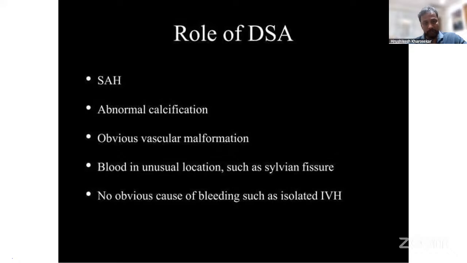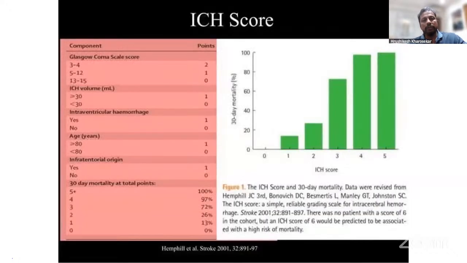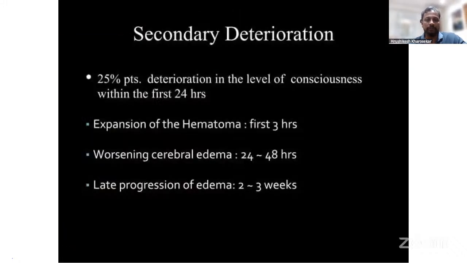DSA is indicated when you see abnormal calcification in suspected AVM cases, obvious vascular malformations, bleeding into unusual locations like the Sylvian fissure, and when there is no obvious cause of bleeding in isolated IVH. So this is the ICH score, which can give us the 30-day mortality. A score of more than 5 carries very high mortality. Its components are Glasgow Coma Scale, ICH volume, IVH presence or not, and age.